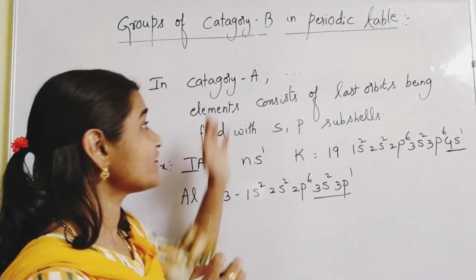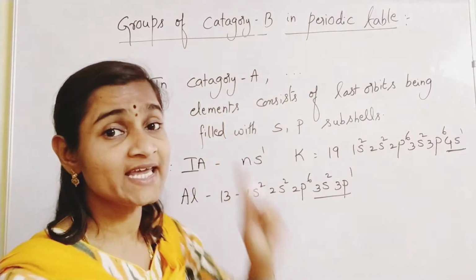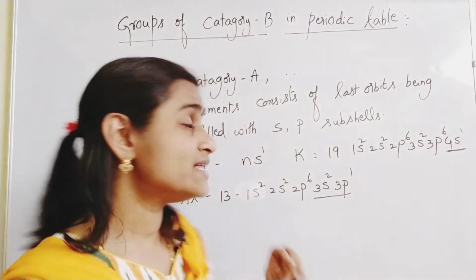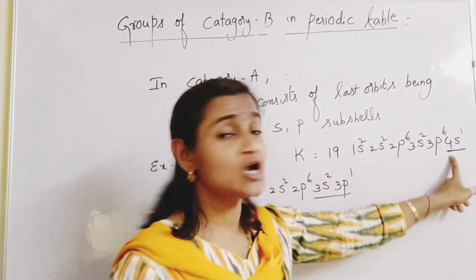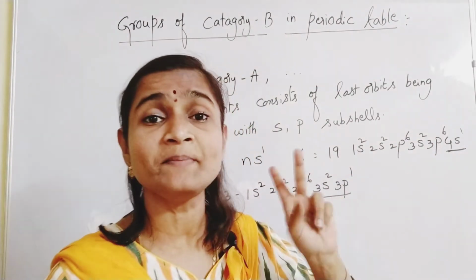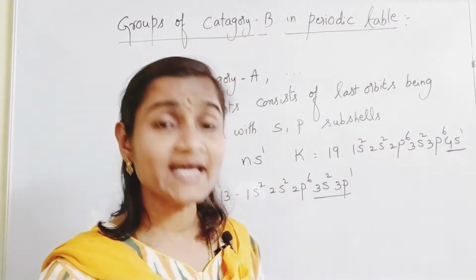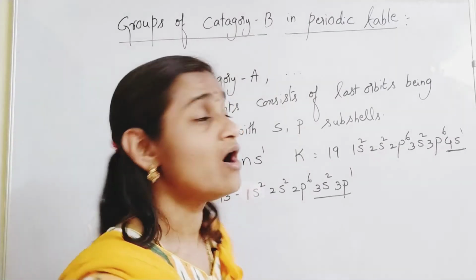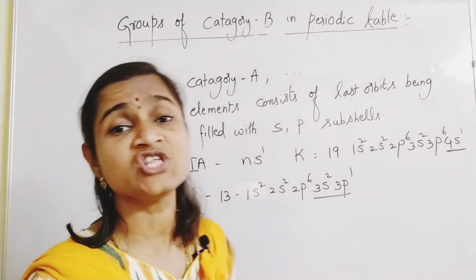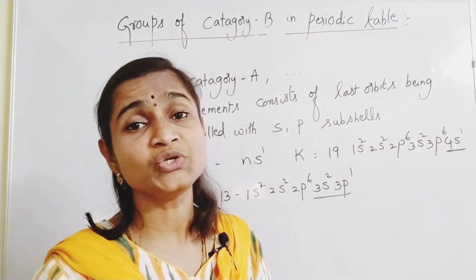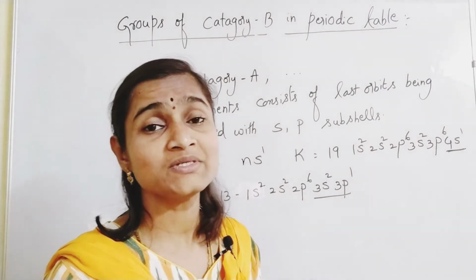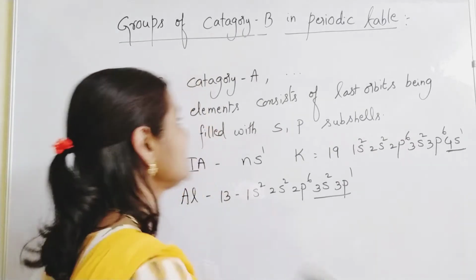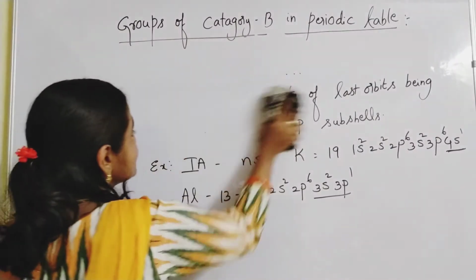Once again I am repeating. Groups of category A consist of elements with the last orbit being filled only in s and p subshells. Now in category B, the last orbit electrons, or in other words the differentiating electron, enters into the d subshell, and all those elements are categorized under B category, right? So let us see some examples.